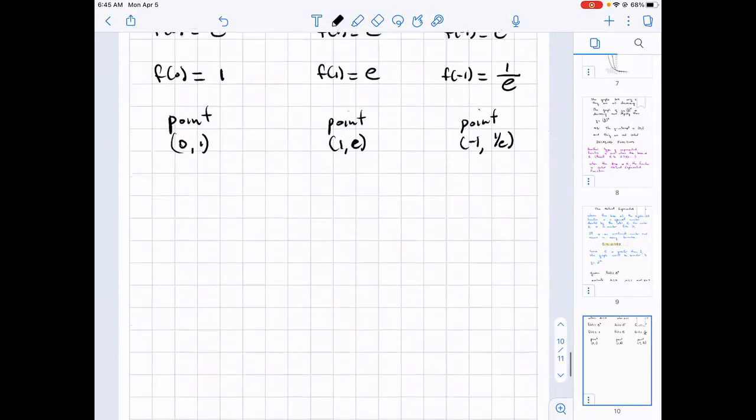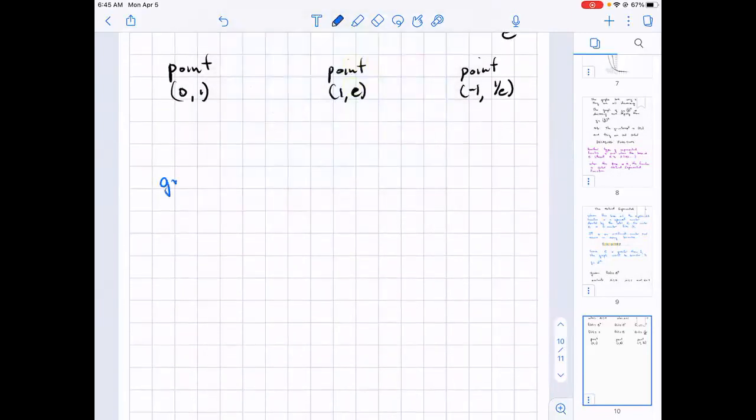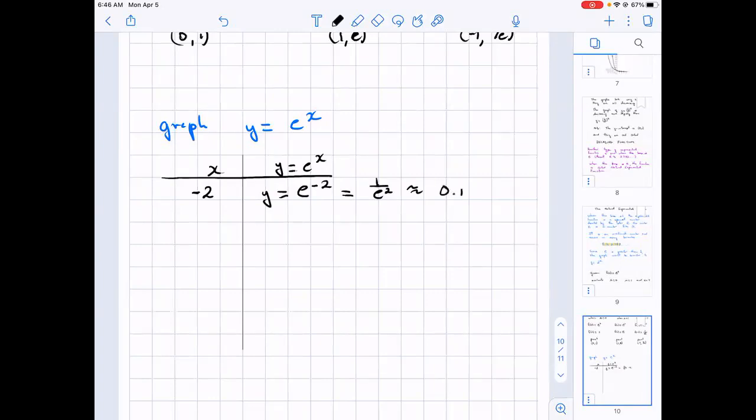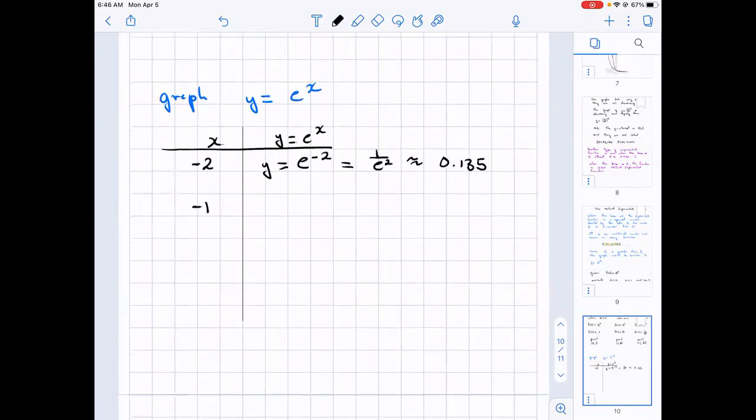There's nothing wrong with changing them to approximate decimals. So if we now look at the graph, let's graph y equals e to the x. The first thing we can do is create a table of values. If we have x and y equals e to the x, you will notice that if we have minus 2, then y equals e to the minus 2, which is equal to 1 over e squared. And as a decimal, this becomes approximately 0.135. If you try minus 1, you get y equals e to the minus 1, which is 1 over e, and that is approximately 0.368 to 3 decimal places.